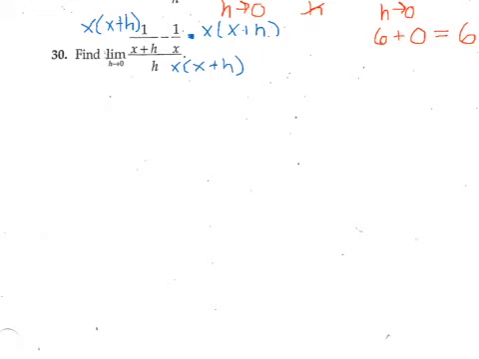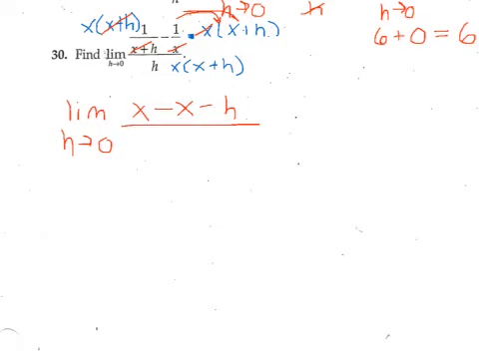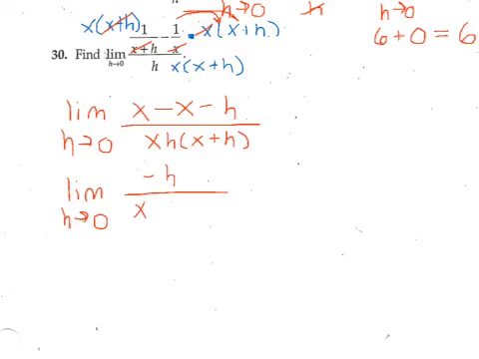So when we multiply, our x plus h's will cancel. So we'll have the limit as h approaches 0 of x minus, here our x's will cancel, and our negative 1 will distribute. So we have negative x minus h. And then the bottom we have xh times x plus h. In the numerator, our x's will cancel. So we have a negative h over xh times x plus h.